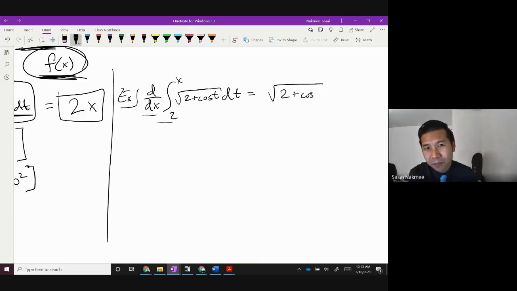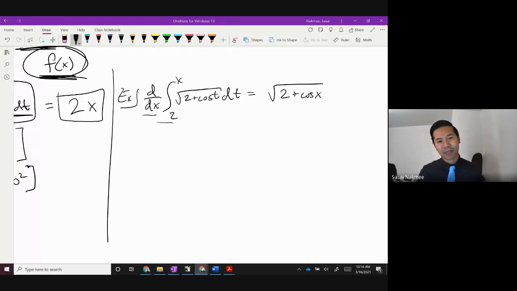But here's the kicker, though. What's the variable I'm going to write in there instead of t? x. That's it. Ta-da! That's what the fundamental theorem of calculus is basically asking you to do. So if they give you something crazy, that's all you have to do. It's not too bad, right?